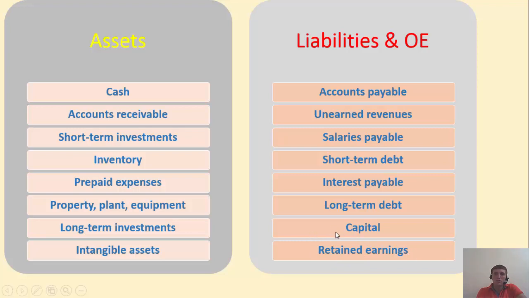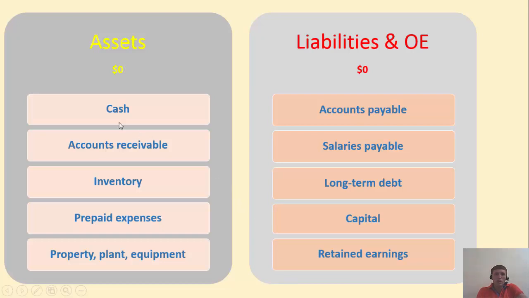The money that the company owes to its owners has either been contributed directly by the owners, and that's classified as capital, or has been accumulated over time as profits, undistributed profits. It's still owed to the owners, but it's classified under retained earnings. We'll simplify this into cash, accounts receivable, inventory, prepaid expenses, property, plant, and equipment. And on the liabilities and owners' equity side, accounts payable, salaries payable, long-term debt, capital, and retained earnings.